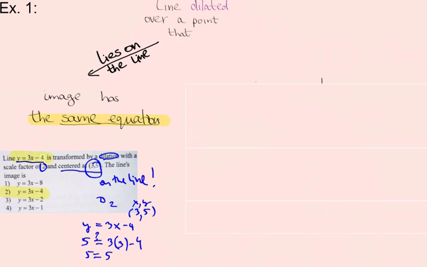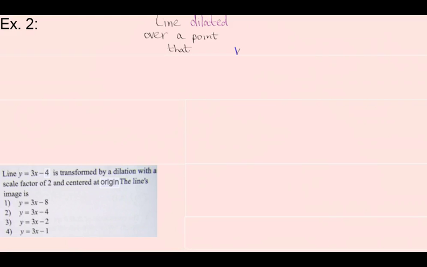Next example. In this example again, a line whose equation is given is transformed by a dilation with the same scale factor, 2, dilation 2. And this time it's centered at the origin. What is the image's equation?